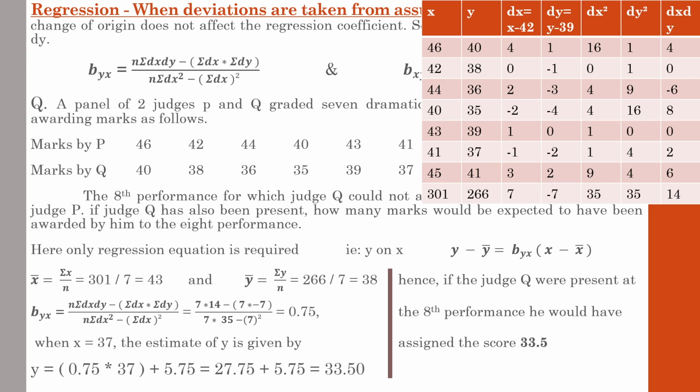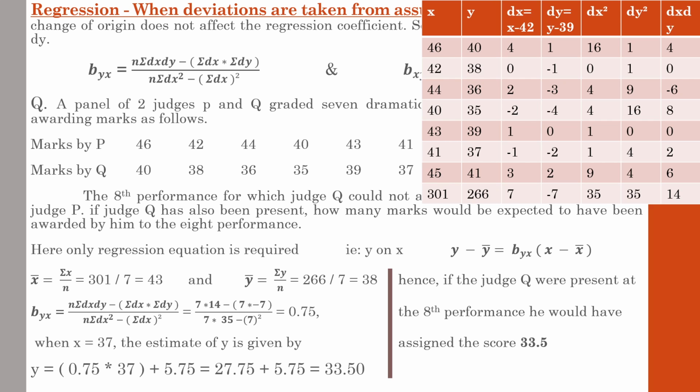So this is a case of regression equation identification when the deviations are taken from assumed mean. It is almost similar to the steps which we followed in the case of correlation. It's very easy, just go through it, familiarize the equations and make sure what is asked in the question.